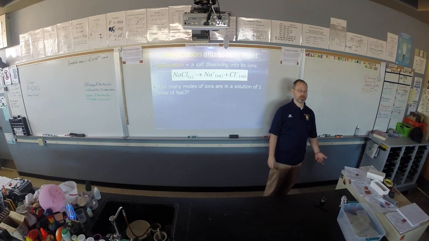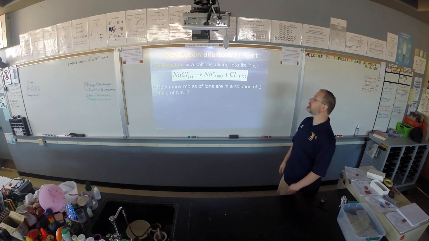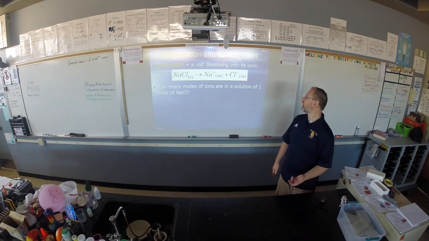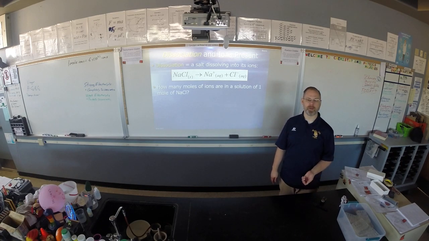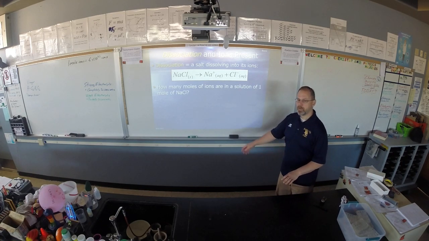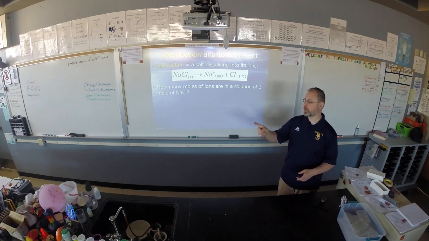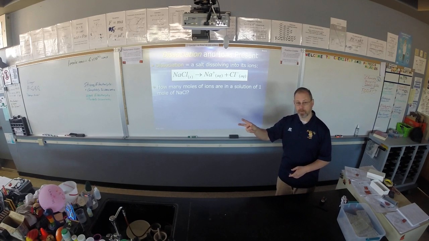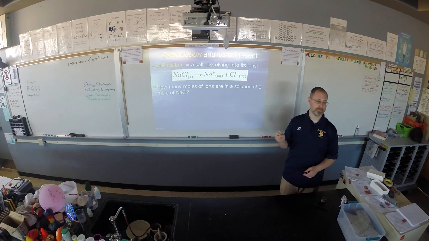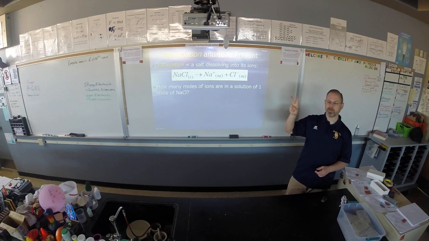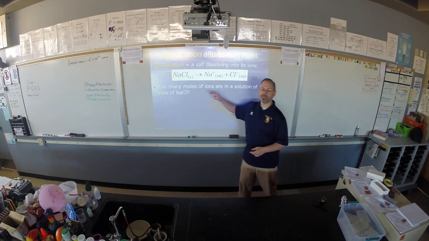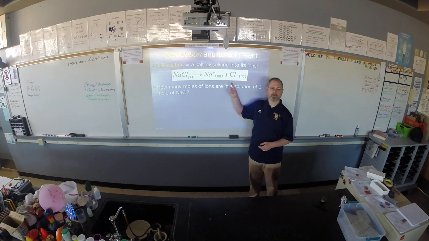So, question: how many moles of ions are in a solution of 1 mole of sodium chloride? Don't blurt it out, give me a number. Your options are 1 mole for every mole of sodium chloride, or 2 moles for every mole of sodium chloride. Do you think it is 1 or 2? Give me a finger, 1 or 2. For every mole of sodium chloride, how many moles of ions do you get?